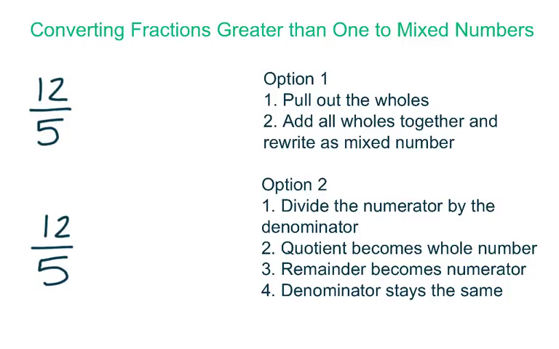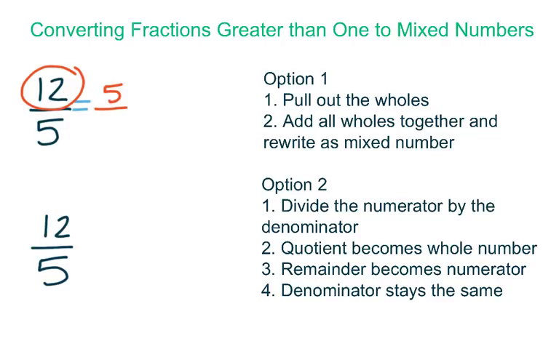Now let's talk about converting fractions greater than 1 to mixed numbers. It's the opposite of what we just did, so we need to follow the opposite steps. So there are, again, 2 different ways that we can do this. The first way involves some addition again. So what we're going to do is pull out our wholes. We need to identify how many 5/5 are there in 12/5.